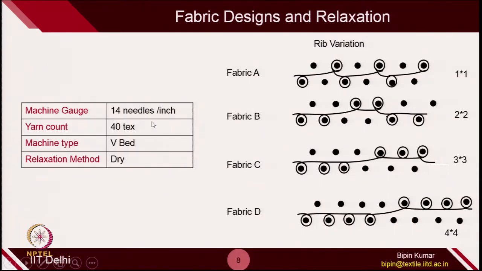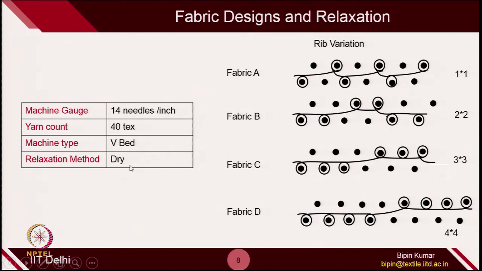This is the way I created the fabric designs. The machine that I used was 14 needles per inch, the yarn count was 40 tex, the machine type was V-bed, and after forming the fabric on the machine, I relaxed the fabric using the dry relaxation method.